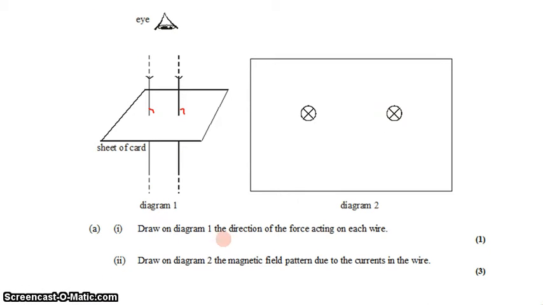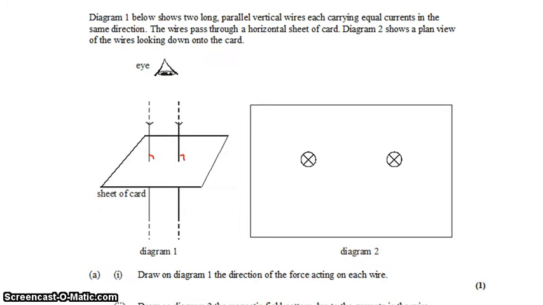The question says, on diagram 1, draw the direction of the force on each wire. So the question implies that there's going to be a force on each wire, and indeed there will. Because the wires are full of charges which are moving, so we have moving charges, which will generate a magnetic field. The magnetic field generated by one wire will intersect the other, and so we'll have moving charges in a magnetic field that will experience a force. The other wire will generate a magnetic field which will affect the charges in the first wire. So both wires will have moving charges in magnetic fields created by the opposing wire, and so both wires will experience a force. Now we have to determine what direction that force will be.